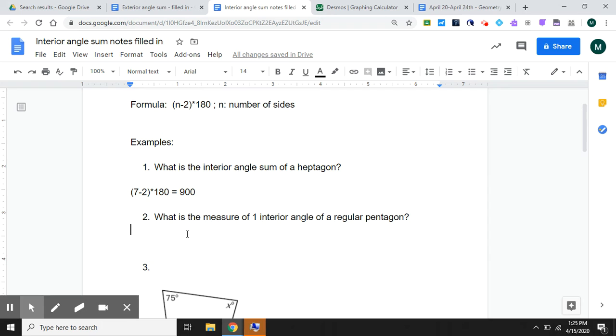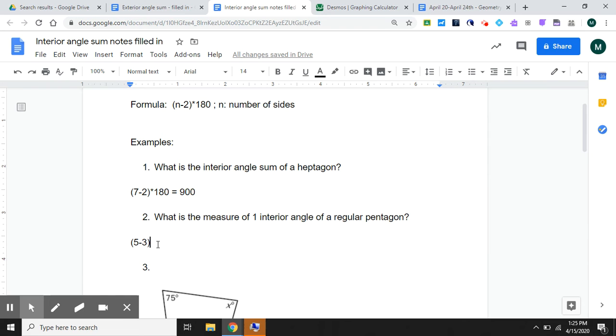Now, if I'm looking for the measure of one interior angle of a regular pentagon, we still need to figure out what the interior angle sum is of a pentagon. But then if it's a regular pentagon, we know that all of our angles are going to be exactly the same. So pentagon is 5 sides.